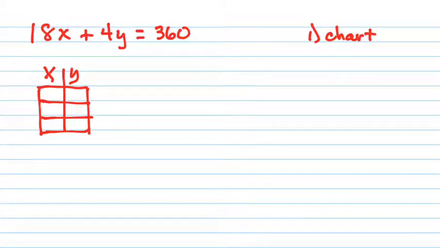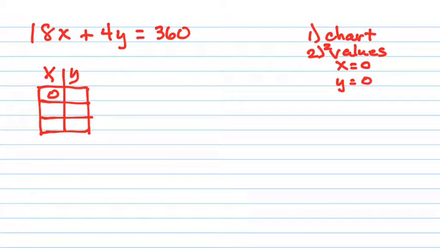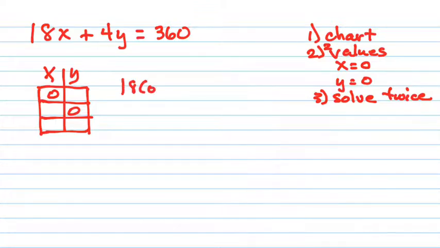I'm going to choose how many values? Two values. X equals what? And y equals what? Zero. So there are my values. Then I'm going to solve twice. Now, when I solve it, the first time I'm going to put x equals what number? Zero. So 18 times 0 plus 4y equals 360. What's going to happen to the 18 times 0? Zero. It's gone.